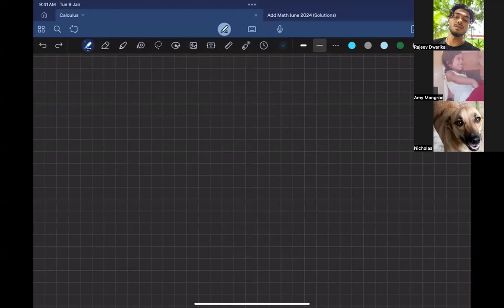Right. So what is limits? Limits is when we look at what happens right before something breaks. That's what it is. Imagine you had a function like y is equal to 5 over x.